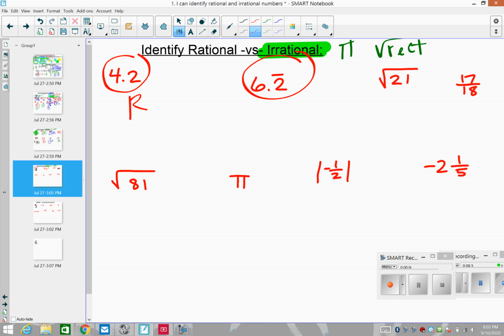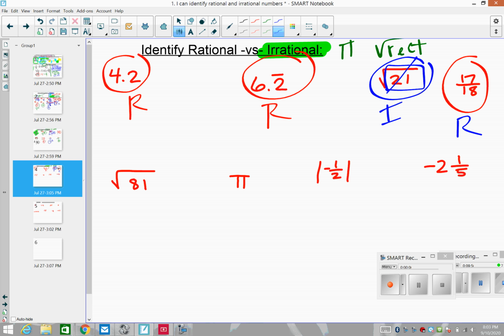Next one, is that pi? No. Is it a square root of something that's yucky? Not a square root. Rational. Next one, is it pi? No. Is it a square root of a rectangle? 21 is 1 times 21 or 3 times 7. Definitely a rectangle. This one is irrational. Next one, is it pi? No. Is it a square root of a rectangle? Not a square root. Rational. Again, you'll notice there's so many more R's.